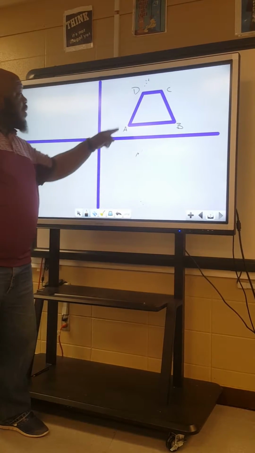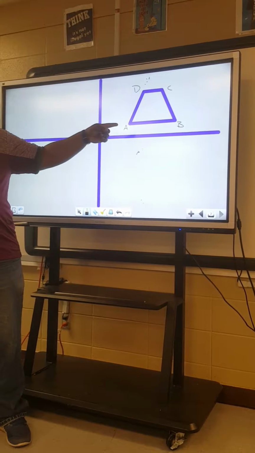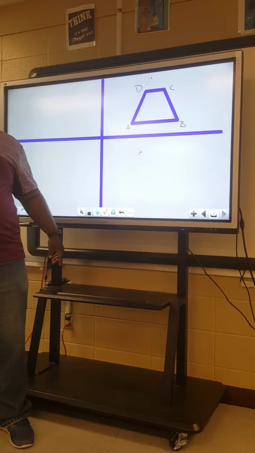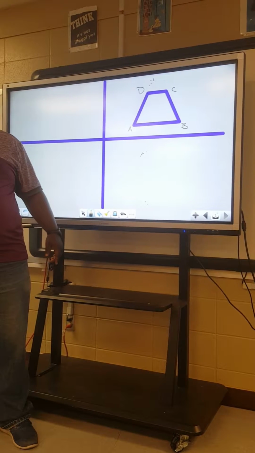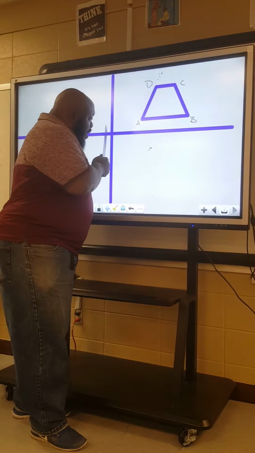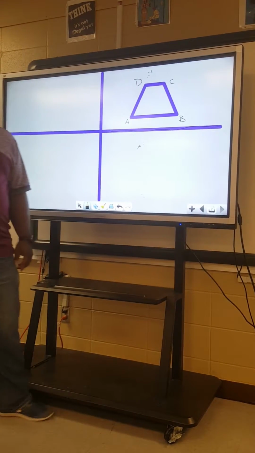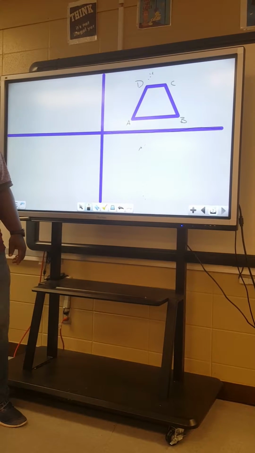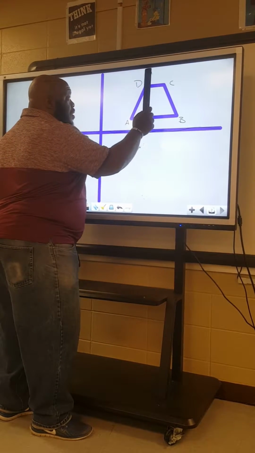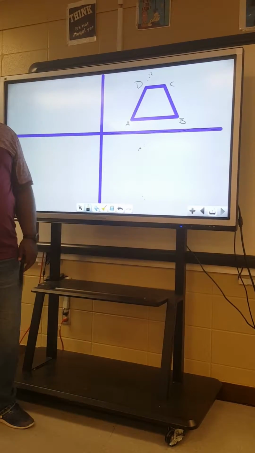Does it? So you're saying all the x coordinates on this side are positive, and you're saying they're changing to negative. All x coordinates? Yes. No. Maybe. Everything along this line right here, they're going to be positive, right? That's the x-axis, correct? So if I go from here to here, just D and C, they stay the same.